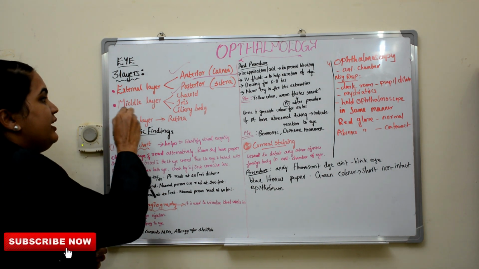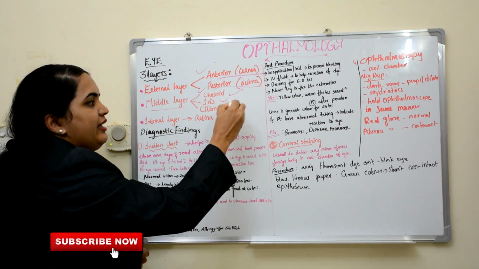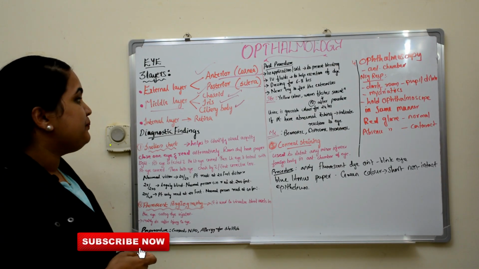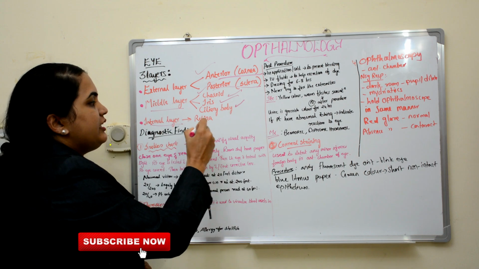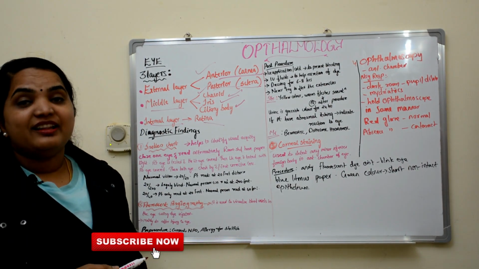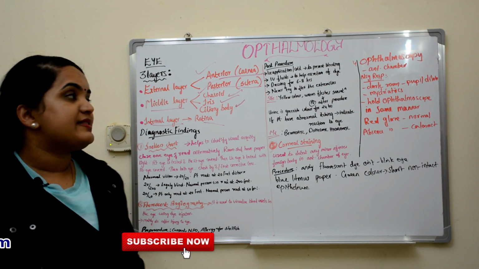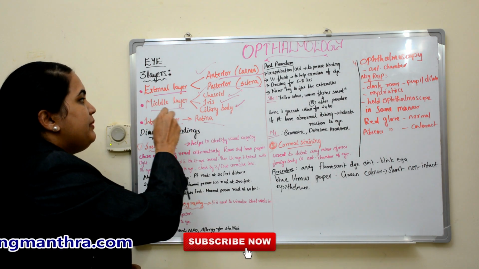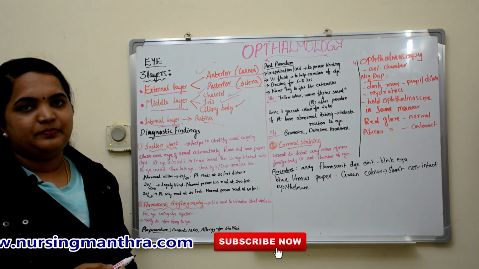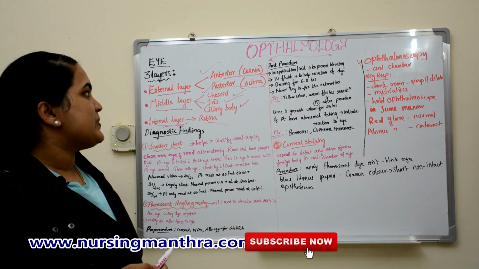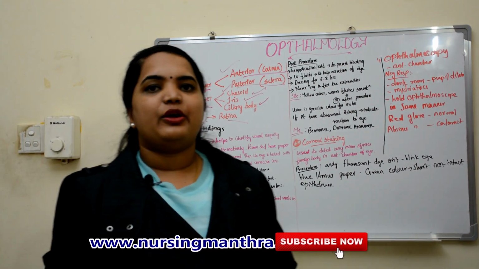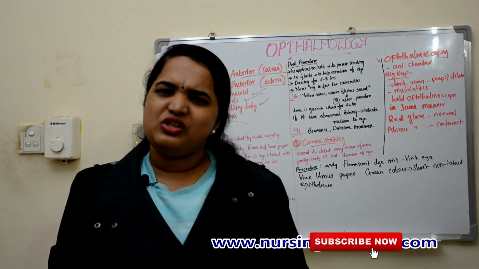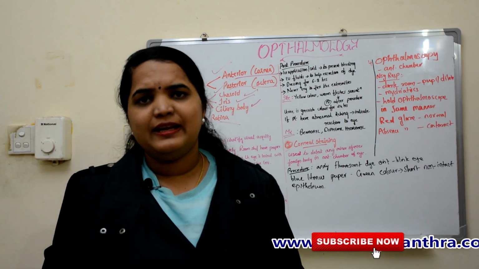In the middle layer, we have the choroid, iris and ciliary body. You can see it in the image shown here. The internal layer is called the retina. These are the main 3 layers of the eye: the external layer, middle layer and internal layer. So these are the structures, and rods, cones, all those things you can see, but question-wise it is not that important.